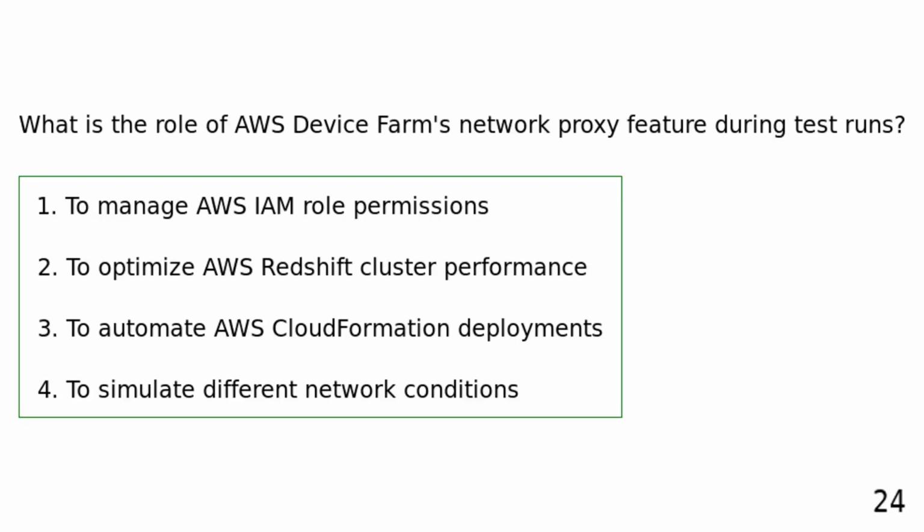What is the role of AWS Device Farm's network proxy feature during test runs? To manage AWS IAM role permissions. To optimize AWS Redshift cluster performance. To automate AWS CloudFormation deployments. To simulate different network conditions.